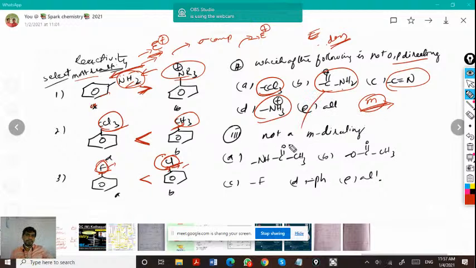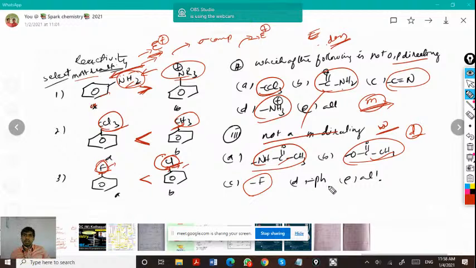Next, which is not meta directing? All withdrawing groups are meta directing, so all donating groups will be ortho-para. So this is a donating group, moderately activating. This is also moderately activating. This is also a weakly activating group. If it is a phenyl, it is also a weakly activating group. So all will be ortho-para directing but not meta directing.